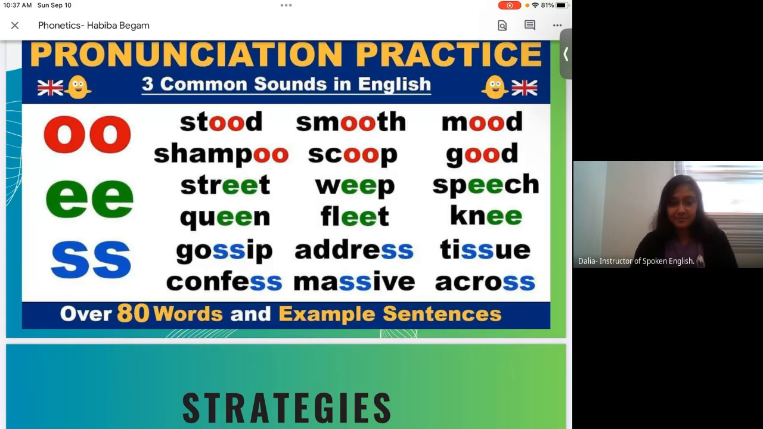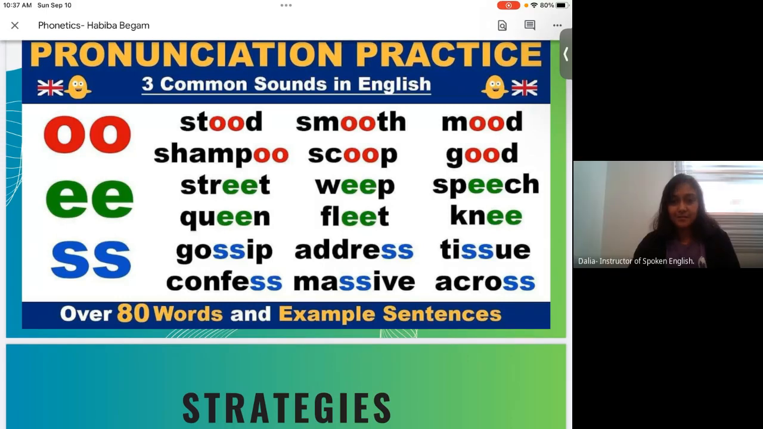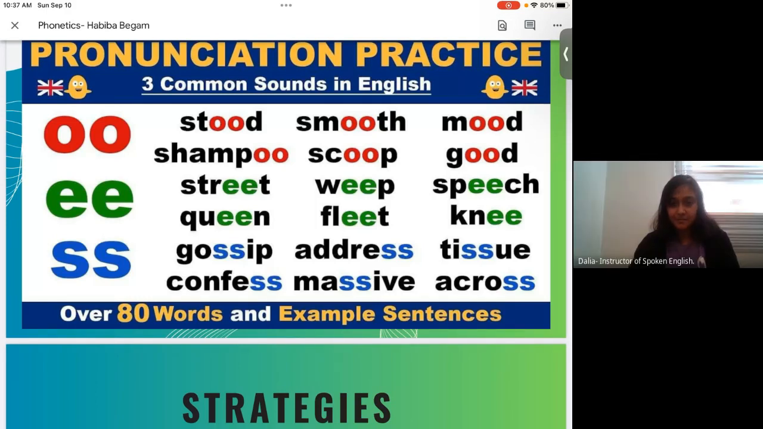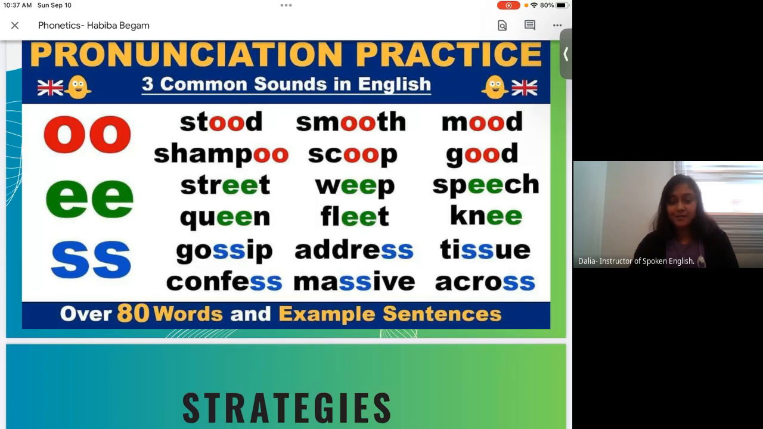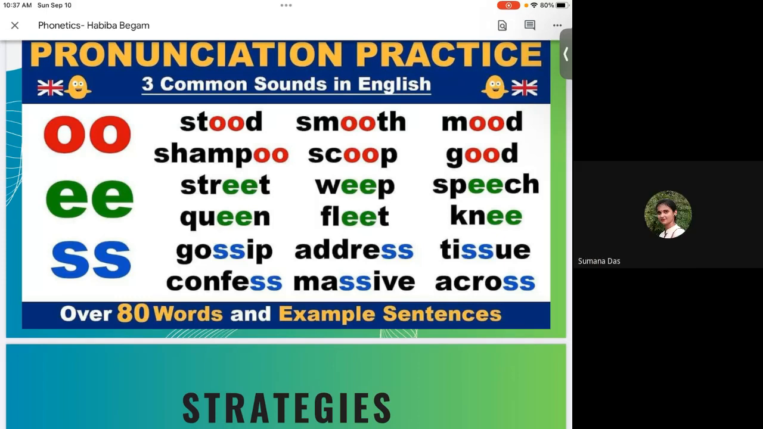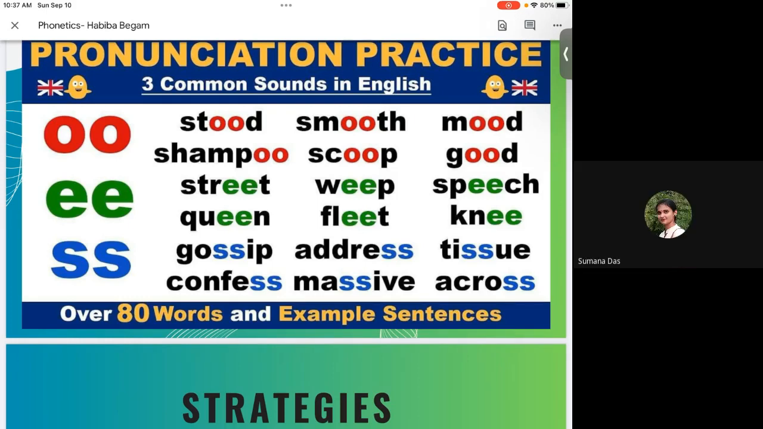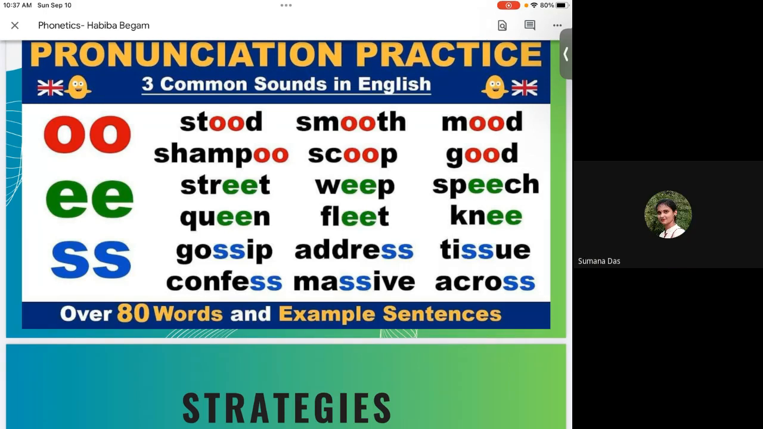Stored, toad, smooth, mode, shampoo, scoop, good, straight. No, again, straight.